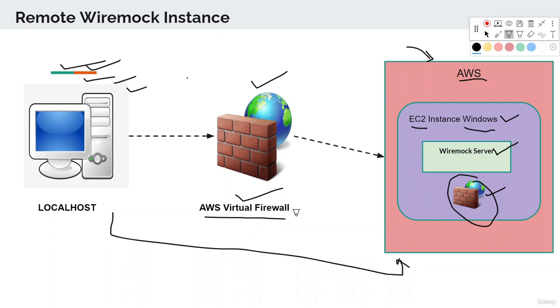So to make this work, you need to whitelist that port both on this virtual firewall and also on the Windows firewall, right? Only these two setups are the most important that we need to do, and everything else remains the same. The Wiremock features, the Wiremock working, how Wiremock will be configured, everything remains the same. So let's start the hands-on. We will move to the AWS console now. Thank you.